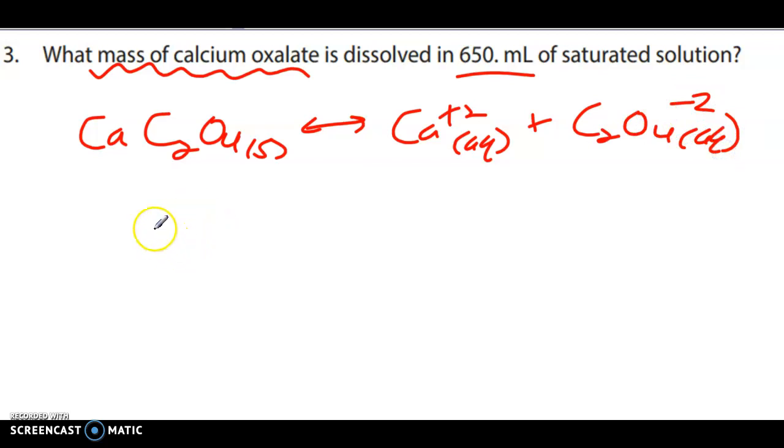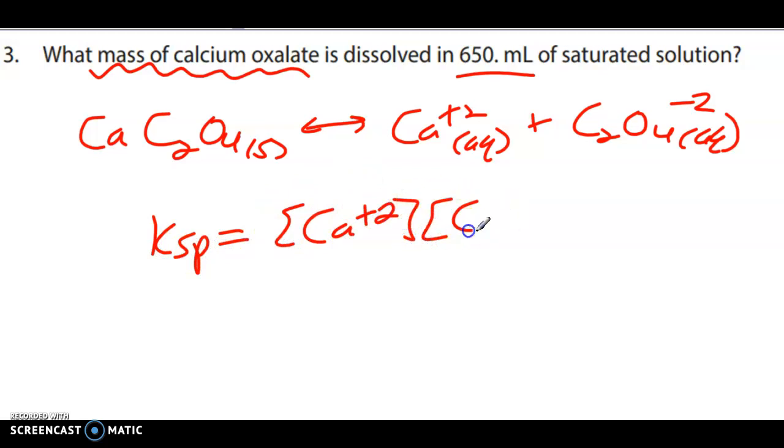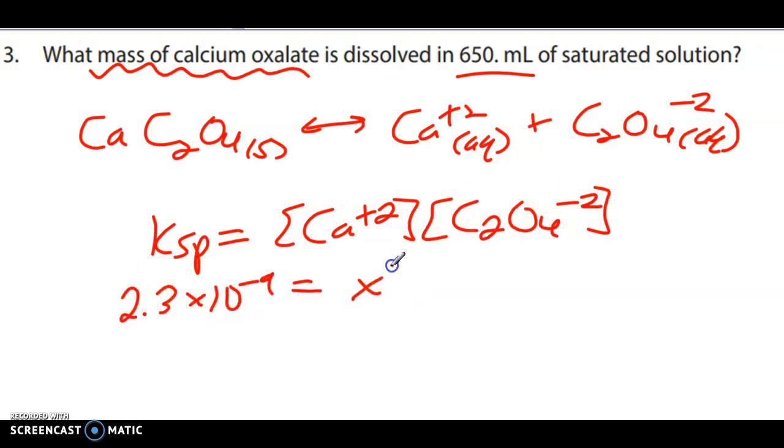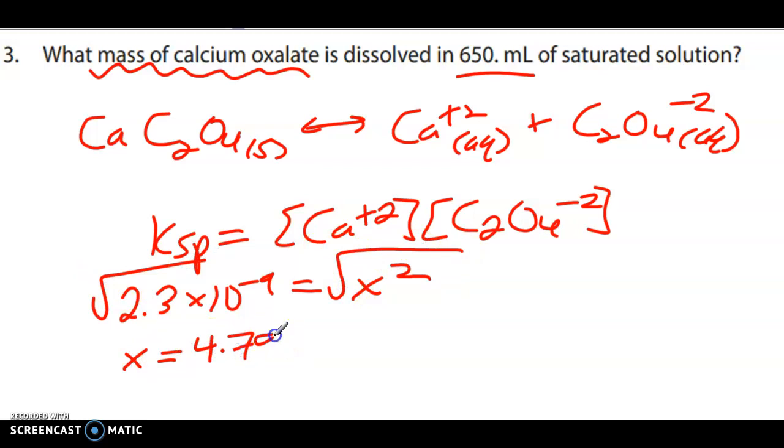So our Ksp is going to be really just x squared here. So Ksp, when we look that up, is 2.3 times 10 to the negative 9, and then this is going to be x squared. Take the square root. X ends up being 4.796 times 10 to the negative 5 moles per liter.